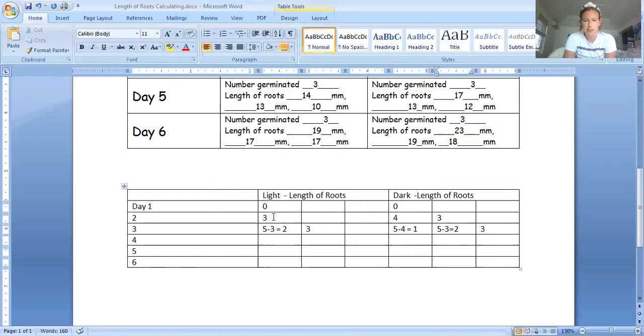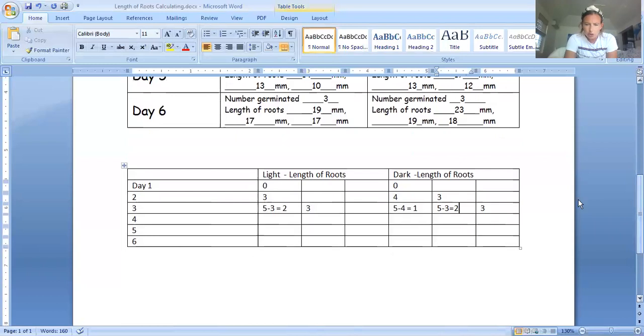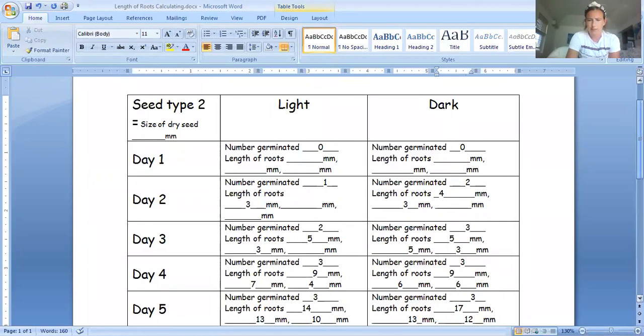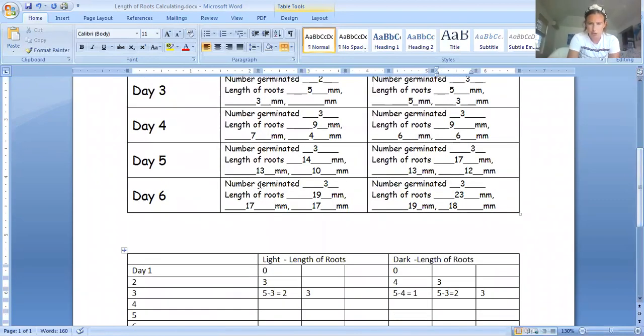Now what I've done is I've separated the light into 3, which will represent your 3 beans in that light cup. So bean 1, bean 2, bean 3. And then I've done the same for the dark to represent the 3 beans in the cup that you had in the dark. Bean 1, bean 2, bean 3. And then I've looked up at my results. So on day 1, nothing was happening. That's easy. It stays 0 across the board.